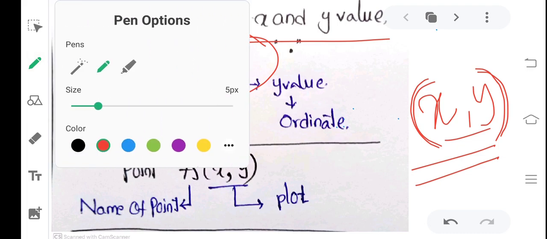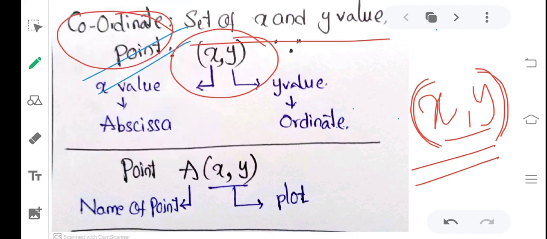If you observe, the first value should be x and the second value should be y. This is the fixed pattern, you should remember. First value is x, second value is y. Coordinate is nothing but the set of x and y values, represented in between the brackets, and it is called the point.